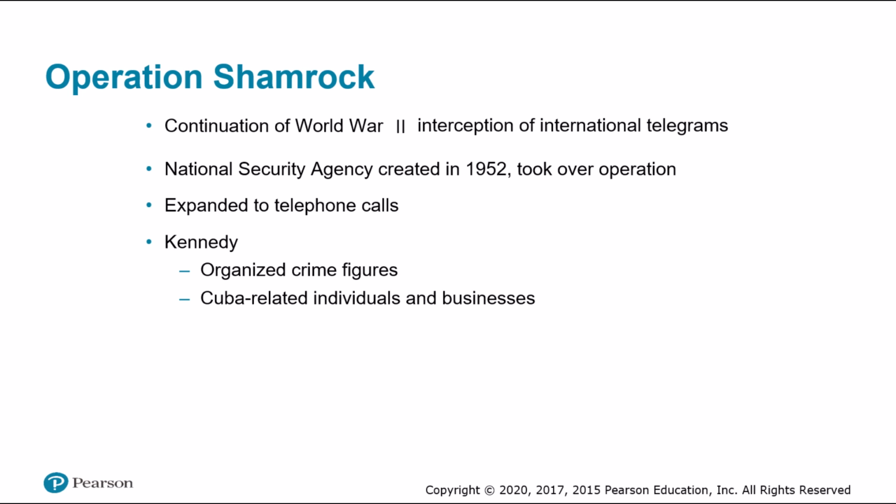So also during the Kennedy administration, the FBI asked the NSA to put on its watch list the names of U.S. citizens and companies doing business with Cuba. So the NSA sent information gathered from intercepted telegrams and international telephone calls back to the FBI.